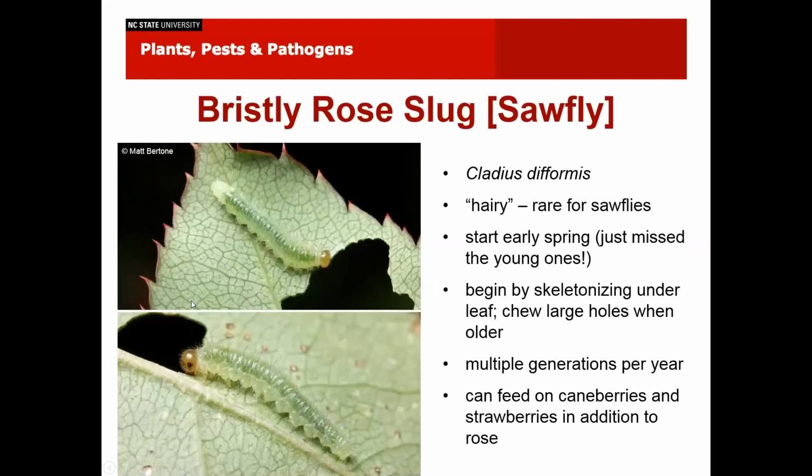So the first one that I showed was the bristly rose slug sawfly. Now, many of these are called slugs. They are not true slugs, as in gastropod mollusks, which everybody is pretty much familiar with. But in many of them, the legs are very obscure, and so they look kind of slug-like. But the first species, this is the one that I actually had on my roses. This is Cladius difformis.